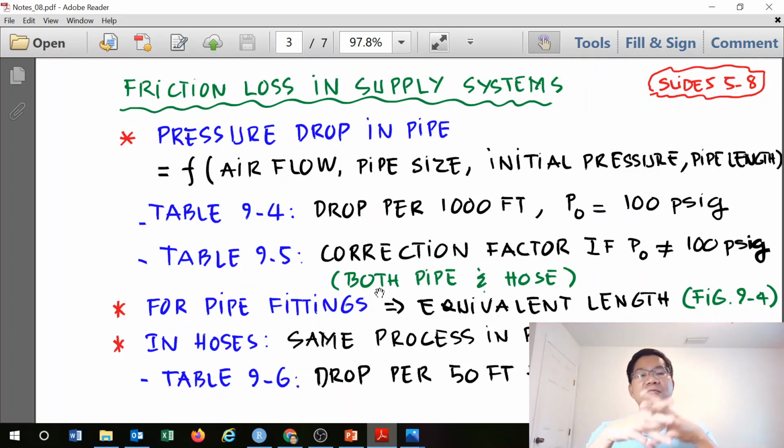With that information, in the next video I will show you how to apply this process in problem 2. It's very important that you are able to determine the equivalent length for each fitting, that you are able to use the correction factor and adjustment, and find out the pressure drop for pipe and hose.